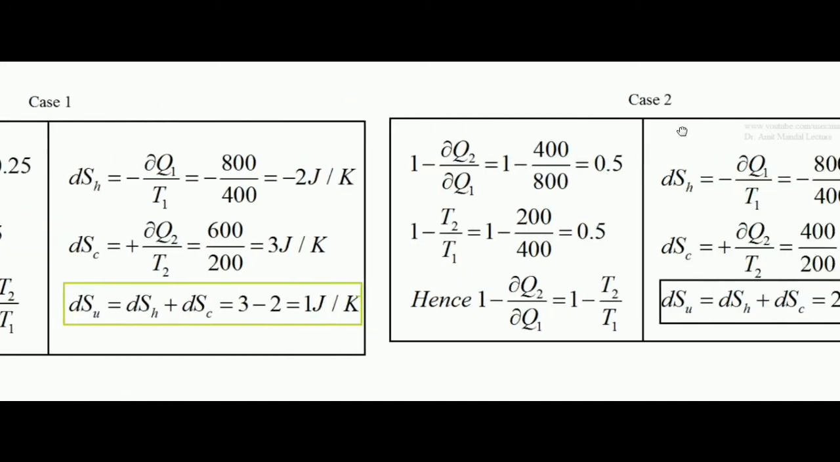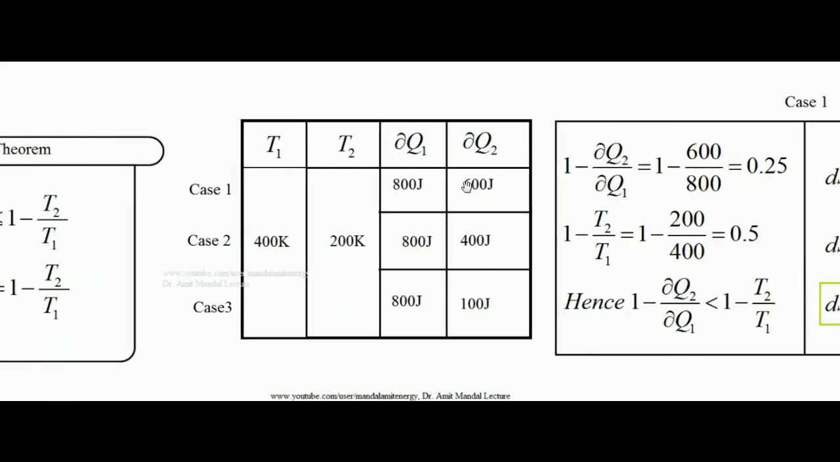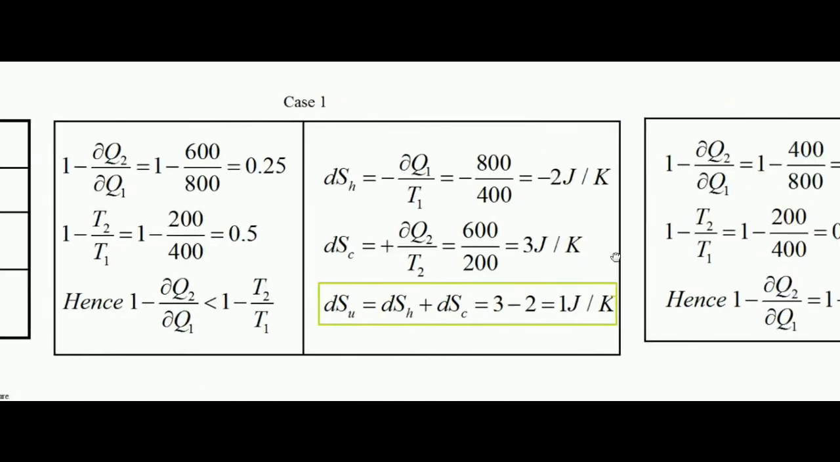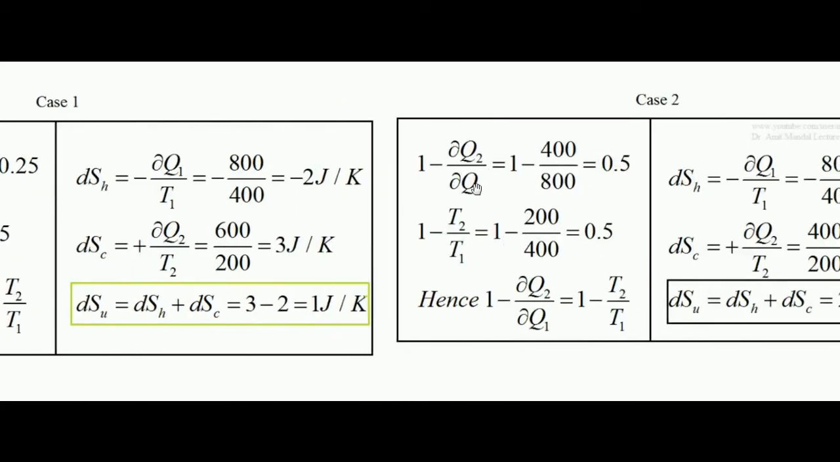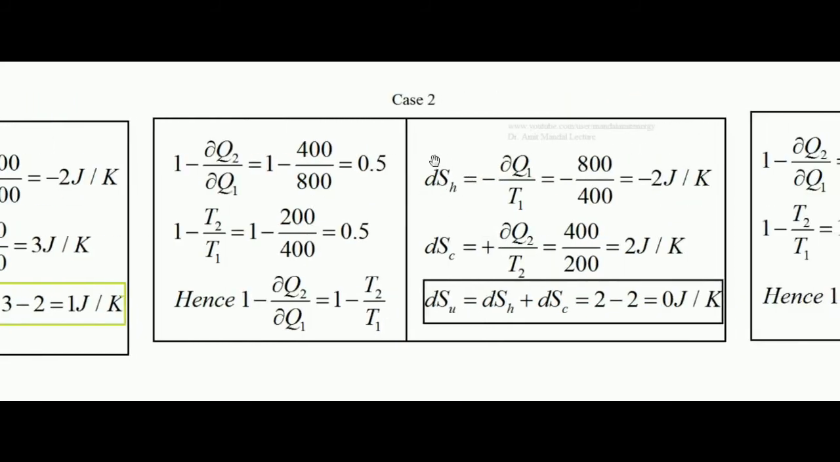Now we are taking case 2, that is 800 joules of heat coming out from the hot reservoir and rejecting 400 joules. So 1 minus del Q2 by del Q1 is equal to 1 minus 400 by 800, that is equal to 0.5, and 1 minus T2 by T1 equals what? That is equal to 1 minus 200 by 400, that is also 0.5. So here we see that 1 minus del Q2 by del Q1 is exactly equal to 1 minus T2 by T1.